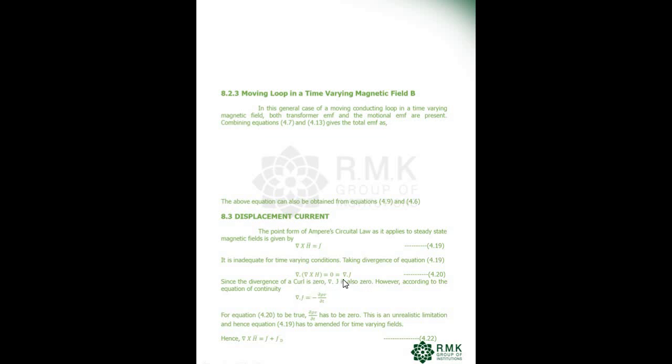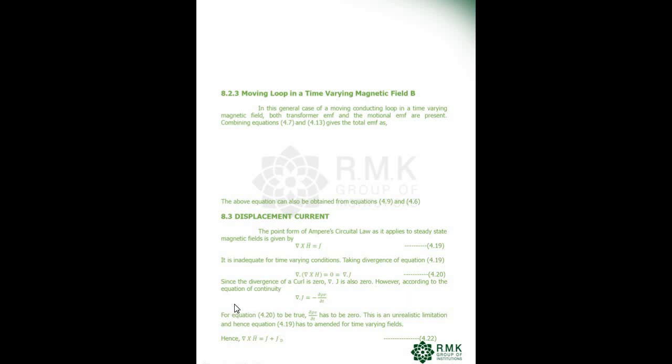So according to this equation, this right hand side also becomes 0. So del dot J is also 0. So del cross H is equal to J. This is the equation taking divergence on both the sides. Because of this identity, the right hand side of del dot J can also be equated to 0, and it can be said that del dot J is equal to 0.